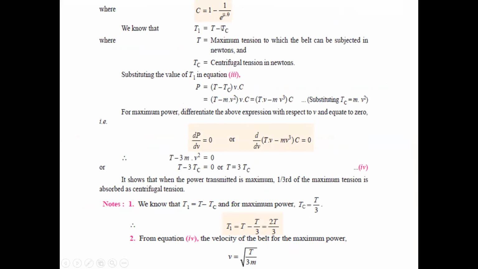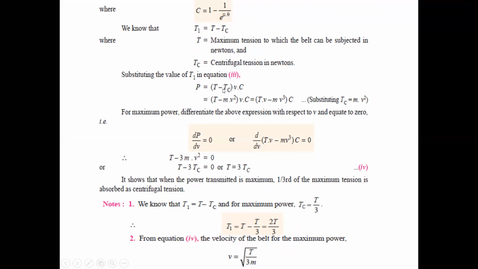Now we know that the maximum tension T equals T1 plus Tc. Similarly, T1 equals T minus Tc. Now substituting the value of T1 in the basic equation, P equals T minus Tc into V into C.